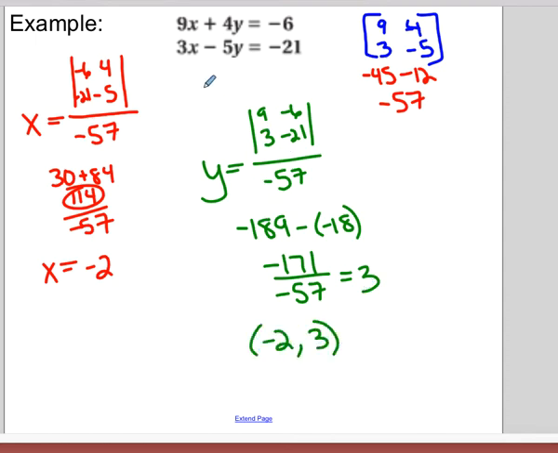So the answer to my system is -2, +3. And you could check that, right? 3 times -2 is -6. Minus 5 times 3, so -15, does give me -21, right? It works. All right. So that's a 2 by 2 matrix.